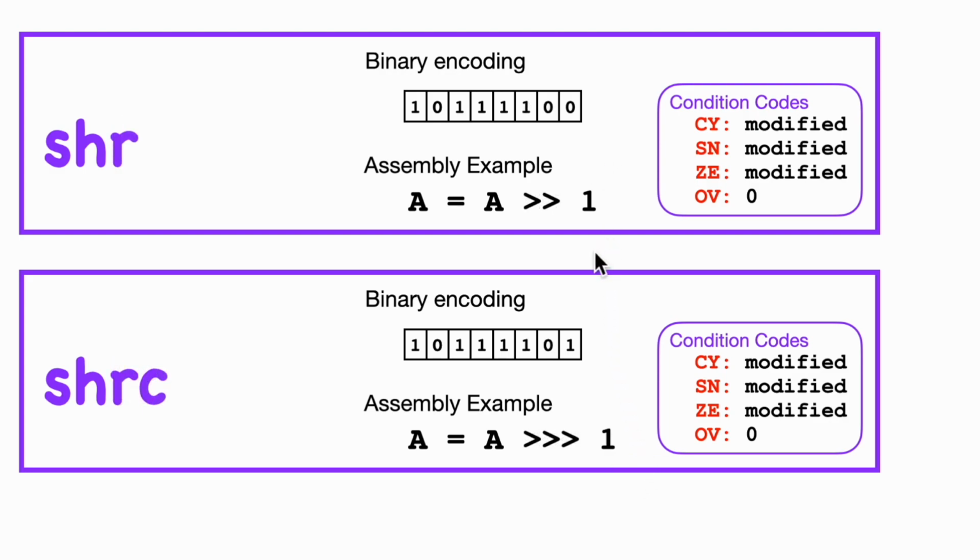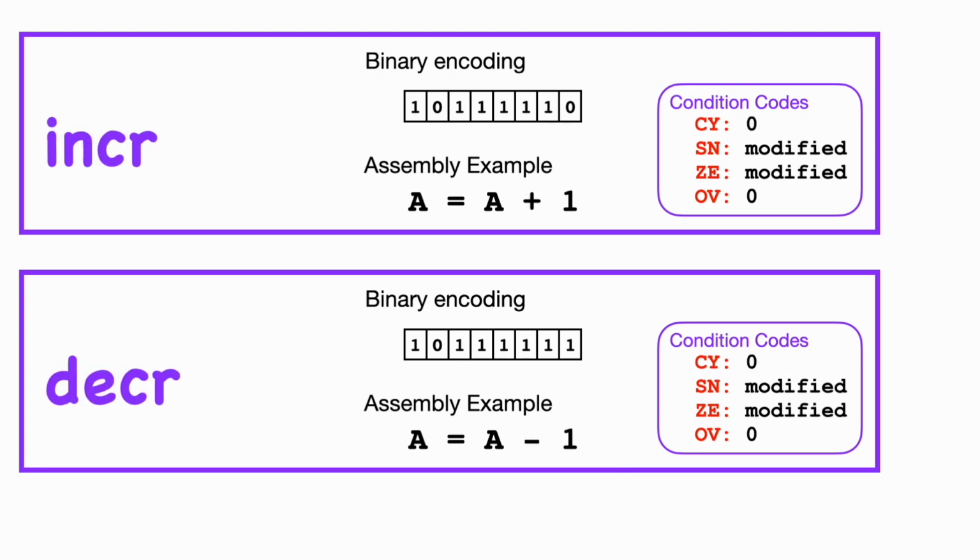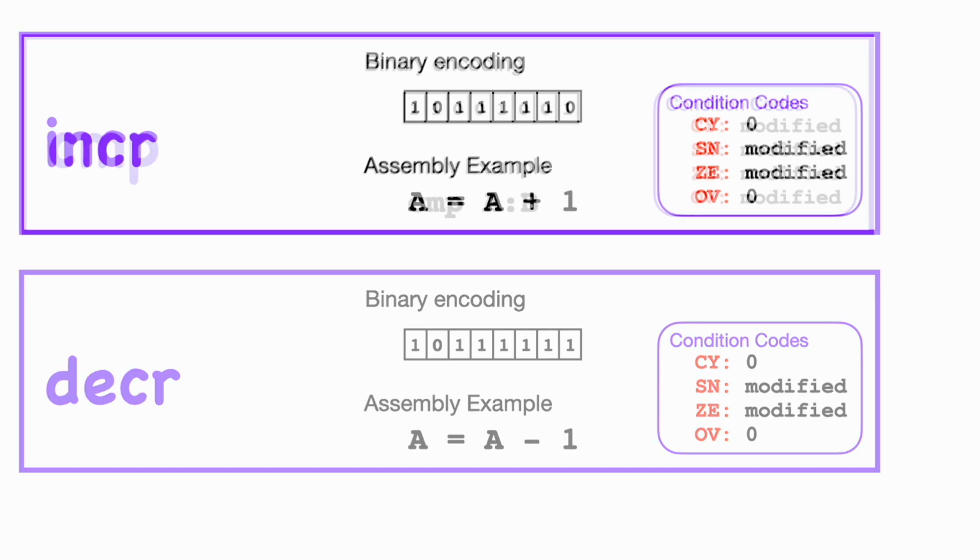Here are the shift right instructions. This version of the instruction will shift a 0 in on the left or most significant end, while this shift right instruction will shift the previous value of the carry flag in on the left or most significant side. Here we have 2 instructions that will either increment the A register or decrement the A register, and this concludes our list of the 16 ALU instructions.